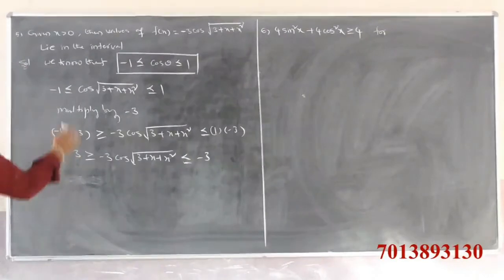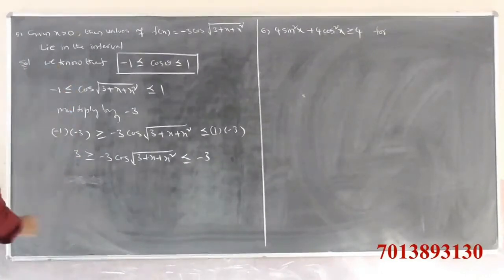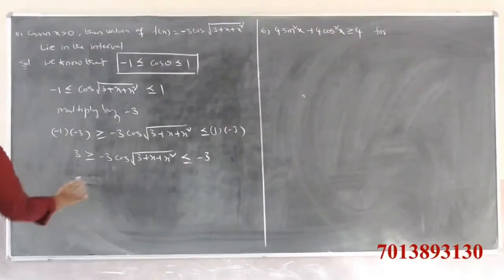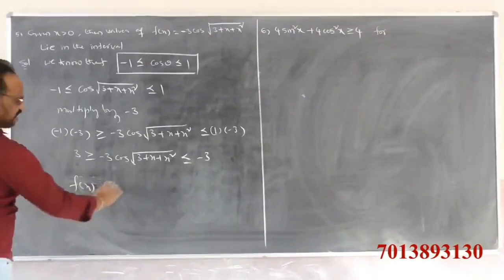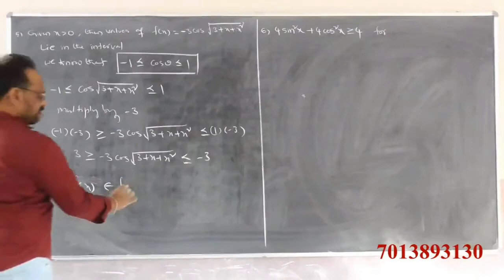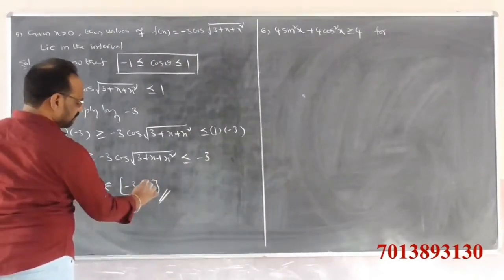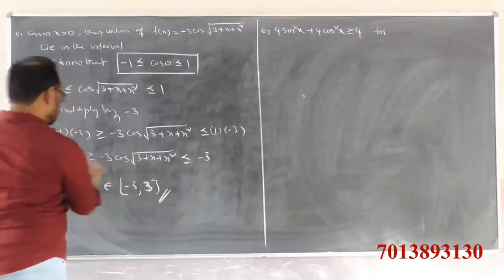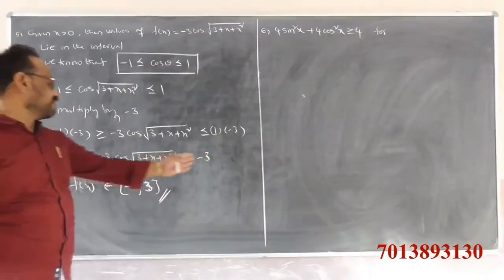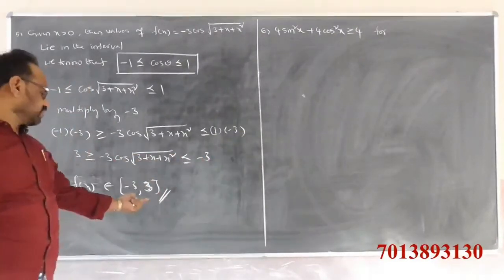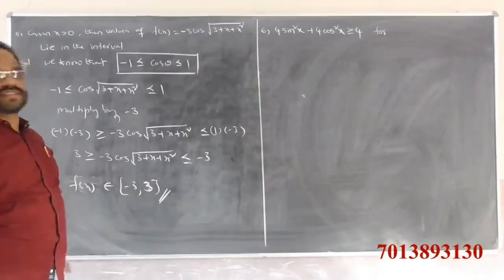So we want the interval, that is clearly a closed interval. f of x belongs to the closed interval minus 3 to plus 3. That is, it lies between minus 3 and plus 3.